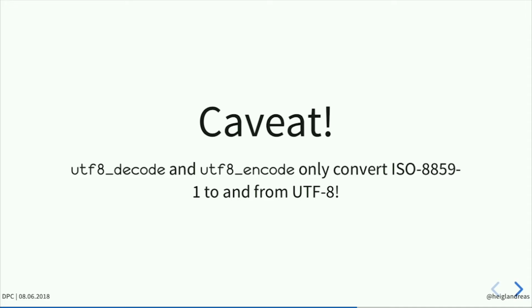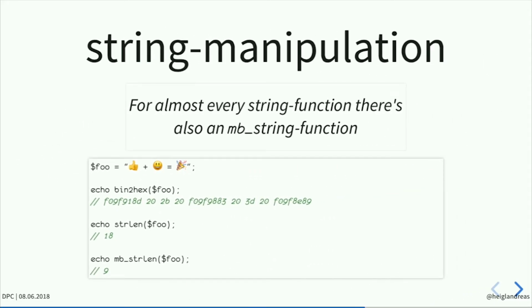Okay, so take care. There are two functions in PHP that I call utf8_decode and utf8_encode. Their name is awesome. Don't use them, because they only convert from ISO 8859-1 to UTF-8. As soon as you have something completely different than ISO, it will not work. So for almost every string function, there is also an MB string function. Use them. Makes your life much easier.